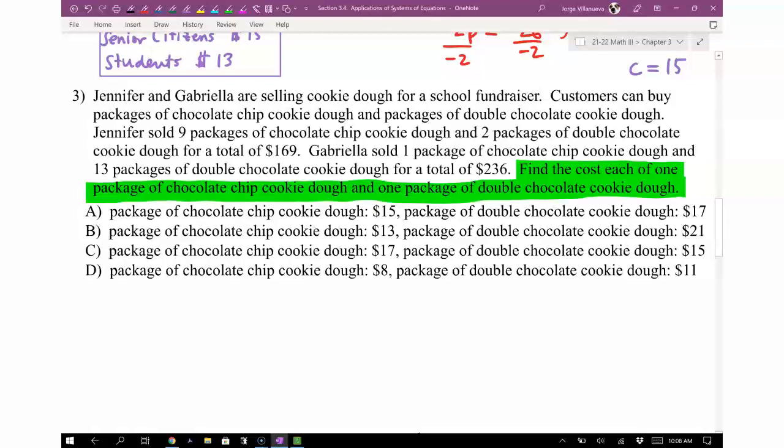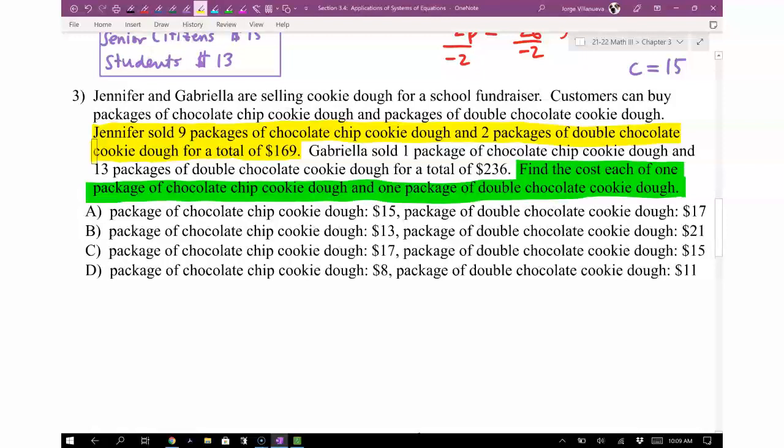Next one. Jennifer sold 9 packages of chocolate chip cookie dough and 2 packages of double chocolate cookie dough for a total of $169. Does that sound like it has information? Yes. So I'm going to highlight that for us. So Jennifer sold 9 packages of chocolate chip cookie dough, 2 packages of double chocolate cookie dough. I know it's super wordy, but we're just going to break it down little by little.